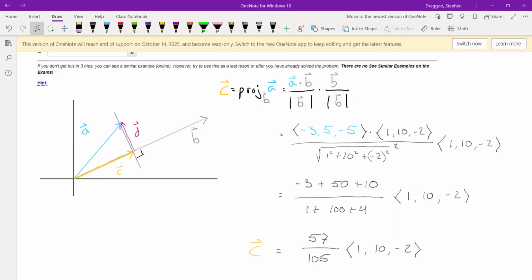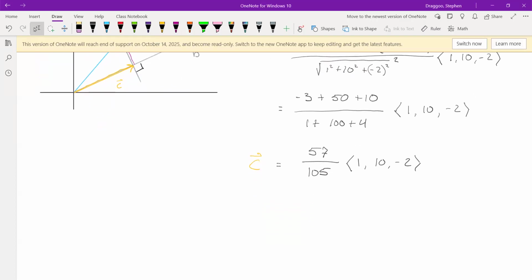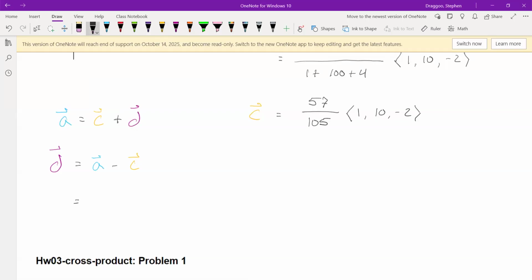But this is only half of the problem. We wanted a decomposition into both C and D. So if A needs to be equal to the sum of its two decomposition vectors, C and D, that means that D, the new thing I want to find, should just be A minus C. Vector A minus that vector C. And at this point, I know all of that stuff, so I can just write it in.